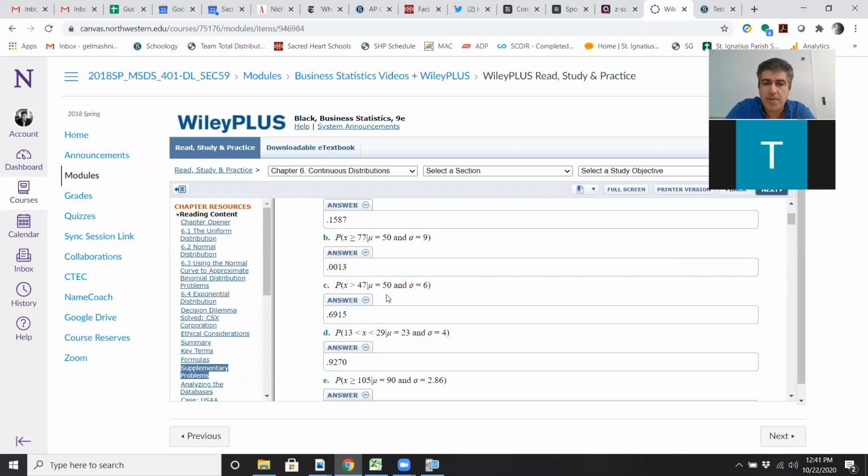To show you the other answers, I'm not going to work through them because it just takes too long. But for part B, you get 0.013 with a mean of 50, standard deviation 9, and you want the probability X is bigger than or equal to 77. For C, D, and E, they're right there.